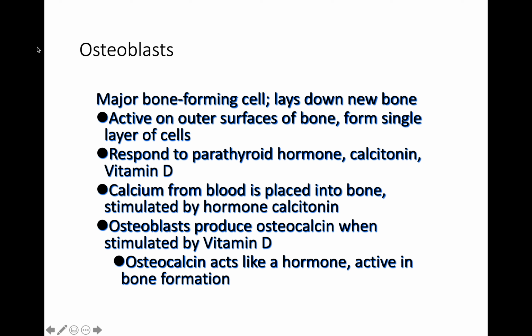And here it is, osteoblast, major bone-forming cell. It lays down new bone. Active in outer surfaces of the bone, it forms single-layer cells. Responds to parathyroid hormone, calcitonin, and vitamin D. So basically, if we have one of these hormones or vitamin D missing, we're going to have a problem with bone formation. Calcium from the blood is placed into the bone, stimulated by the hormone calcitonin. Osteoblasts produce osteocalcin when stimulated by vitamin D. And osteocalcin acts like a hormone active in bone formation.